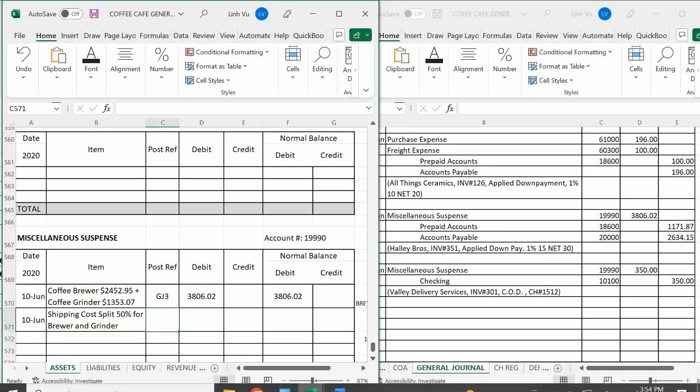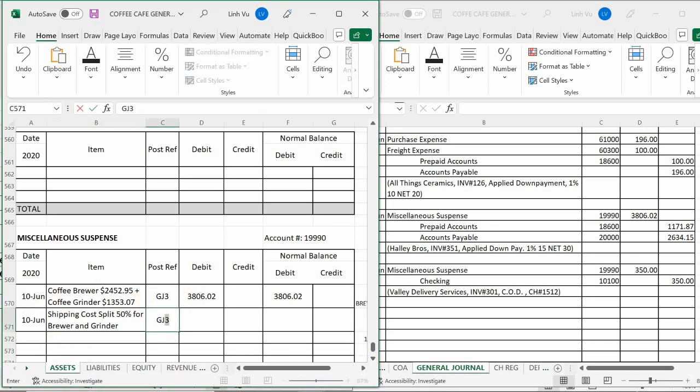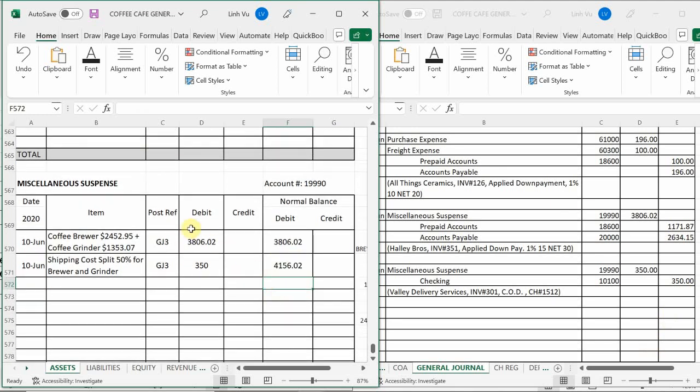And let's see. Today we're still on General Journal page 3 for $350. So therefore, that's going to add. Let me write up 1. Add your debits minus your credits. That's going to increase your account to a total of $4,156.02.